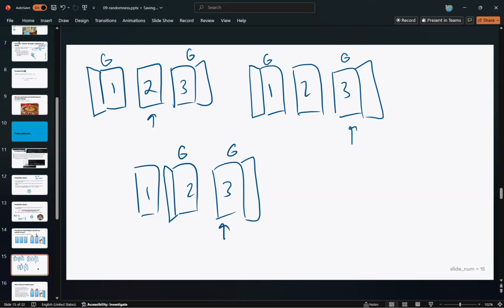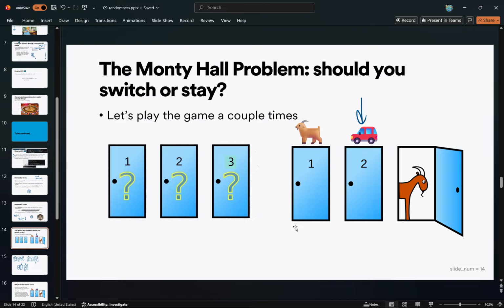So it seems like we switched sometimes, and we kept it another time. We were just really unlucky this go round. I'm sorry, but let's figure this out. It's actually going to be correct to always want to switch your guess. It's going to be twice as likely that you get the car if you switch your guess. And let me show you that. It's a really weird idea, but I'm gonna prove it to you.